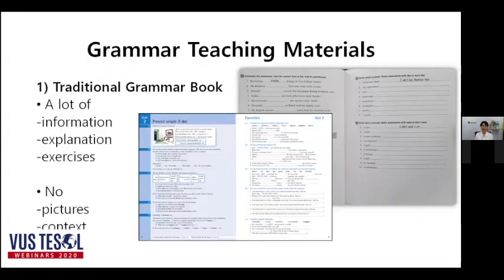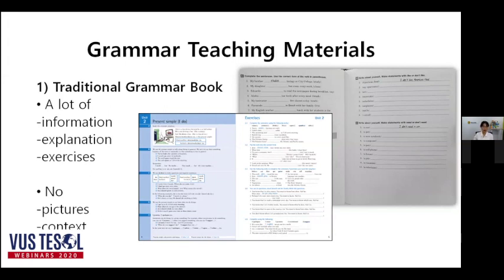So we've looked at different grammar teaching methods, right? We've looked at some traditional methods and we looked at the communicative method. We'll actually look at the examples later. But for now, let's look at grammar teaching materials.